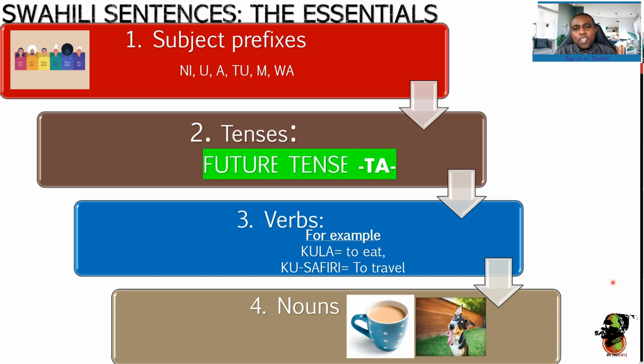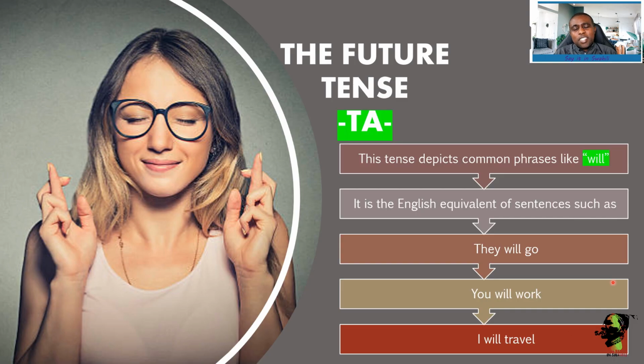Asante sana. Let's have a look at the future tense in short. So this future tense depicts the common phrase will. I will come. I will eat. I will just think about the future. In English, it's got the equivalent words like they will go, you will work, I will travel. So anytime that you're thinking about I will be doing something in the future, I want you to remember the future ta tense. Asante sana.